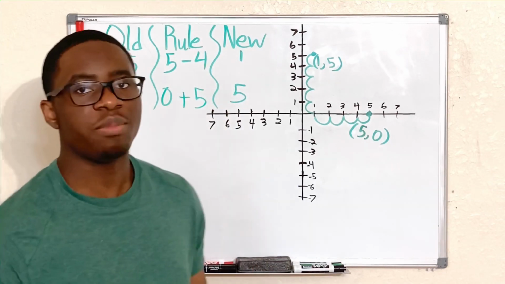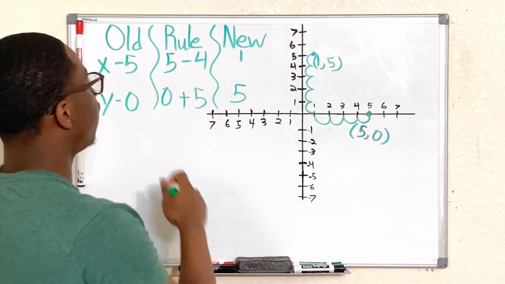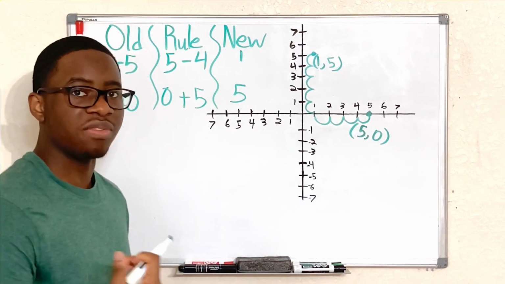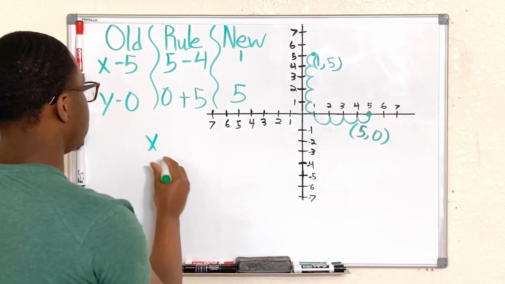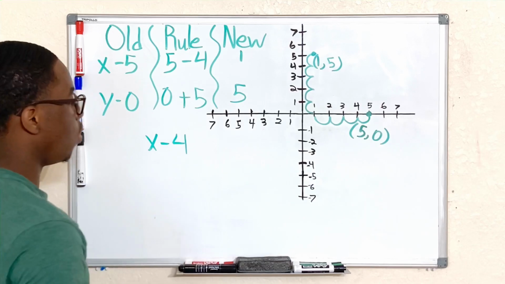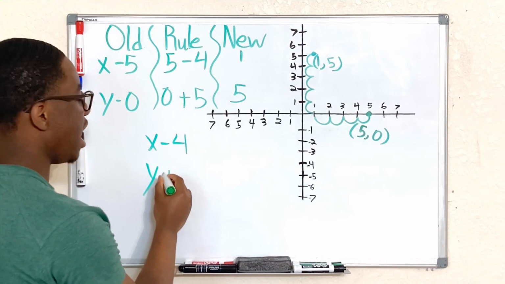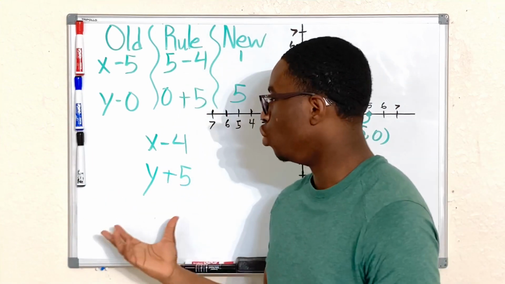So now with that being said, we know what happened to our x and y values. So therefore our rule, now let's write it in terms of x and y. So what happened to our x coordinate? We subtracted 4 units from it. What happened to our y coordinate? We added 5 units to it. So this now becomes our new rule.